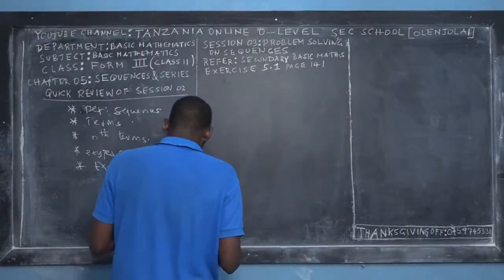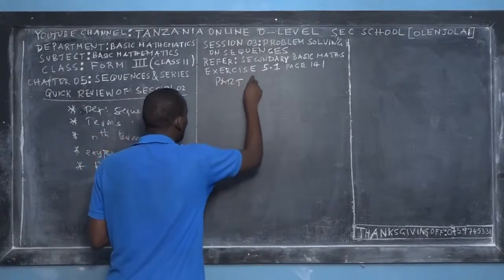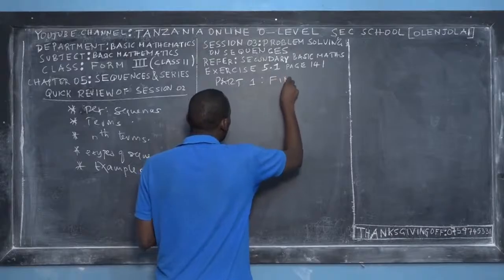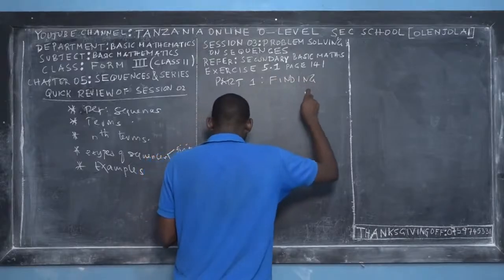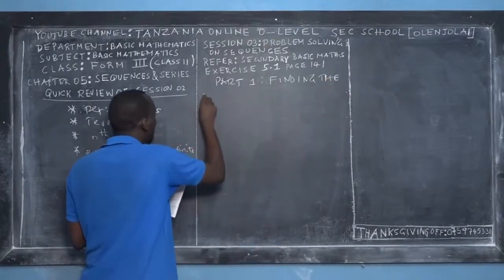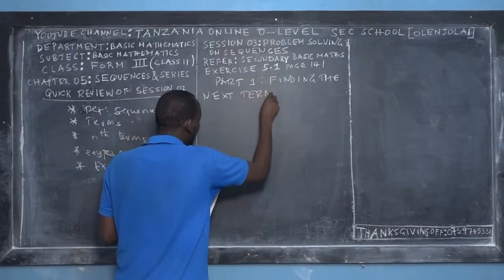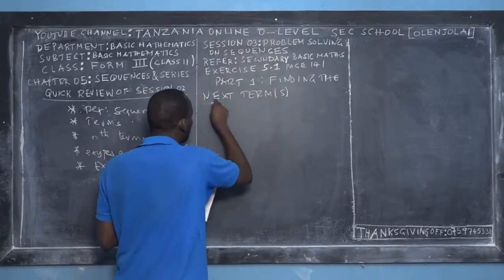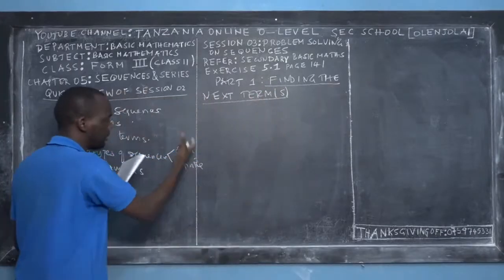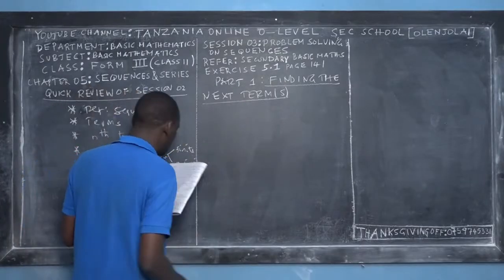This is part 1 of this exercise, and in part 1 we are going to solve problems on finding the next term. If you remember, I introduced it in session 2: the next term, either one term or more than one term. That's what I will be solving, helping you solve the problems for this part, and then we'll go to the next part.